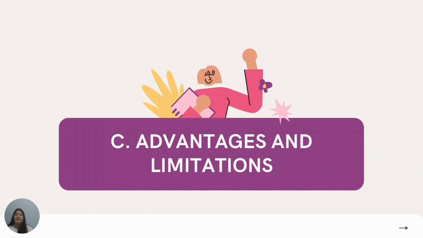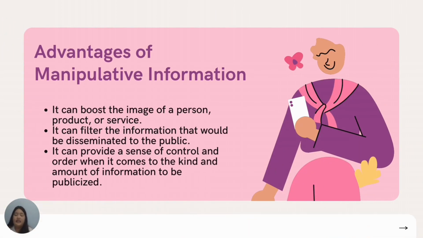Third, advantages and limitation. Advantages of manipulative information. Number one, it can boost the image of a person, product, or service. Number two, it can filter the information that would be disseminated to the public. Number three, it can provide a sense of control and order when it comes to the kind and amount of information to be publicized.